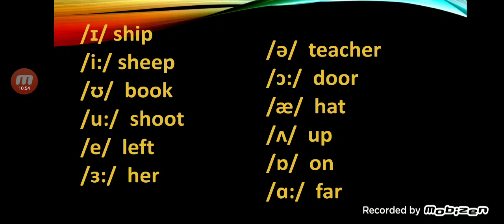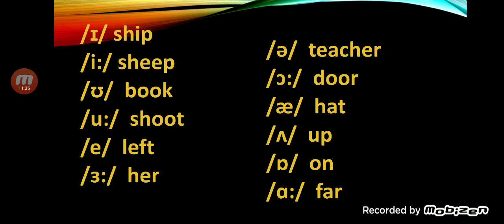The first vowel is the one on the left side, the first one. It is pronounced as a short i, and the example is ship. The letter I in ship is pronounced that way: sh, i, p. So, ship. The second sound is the longer form, ee. The example is sheep. The letters E-E in sheep are pronounced as the long vowel.